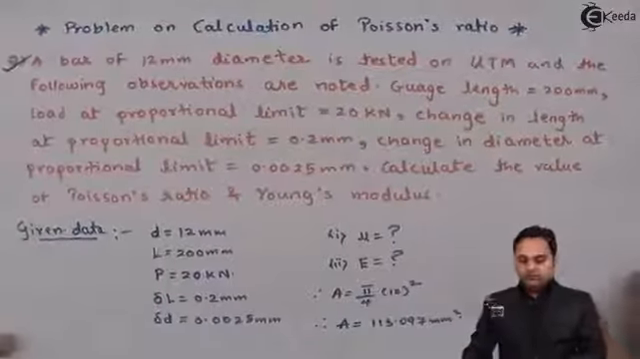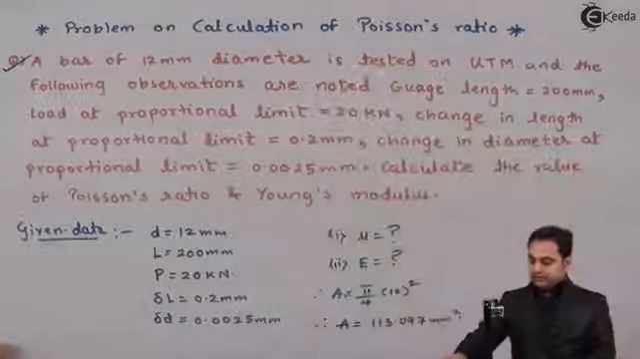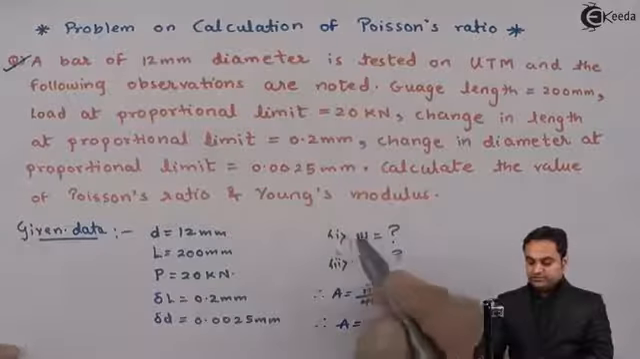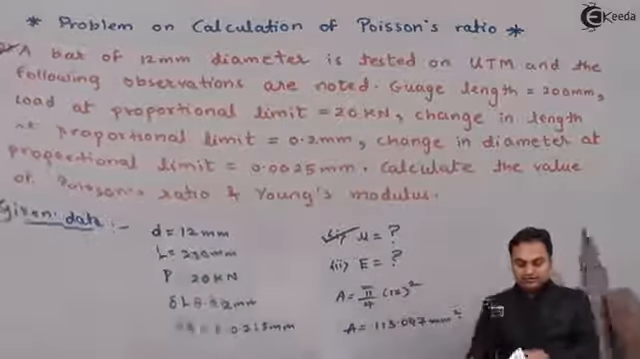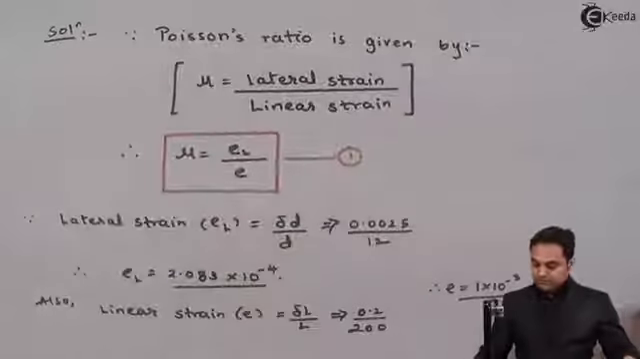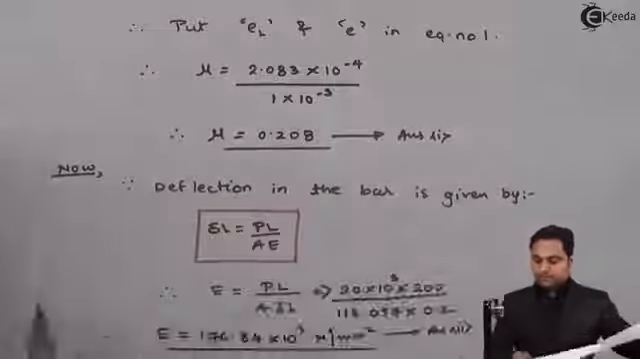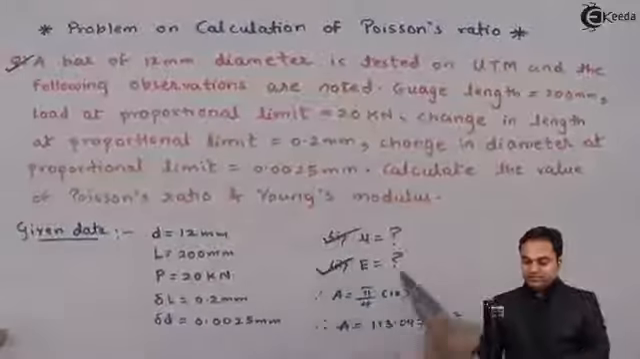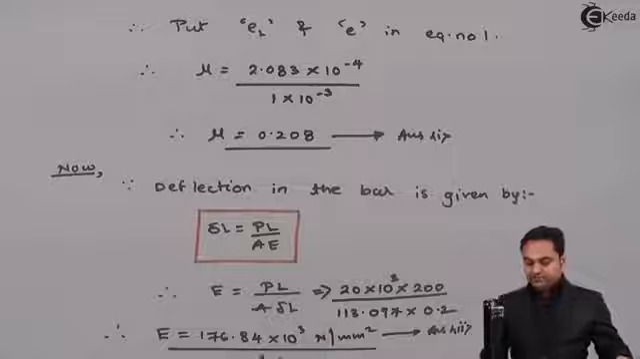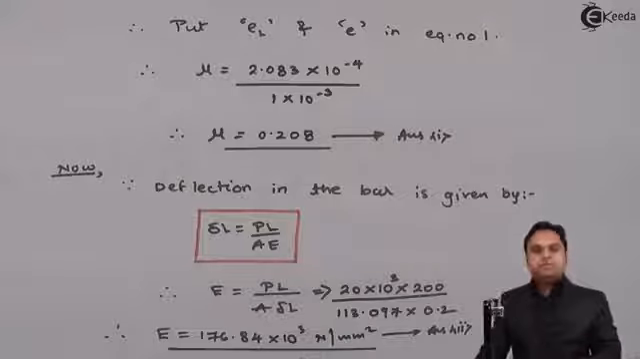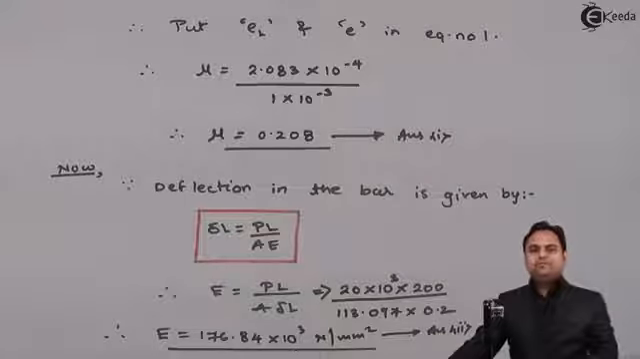So here in this video we have seen how to calculate the Poisson's ratio and Young's modulus. Poisson's ratio, our first answer, was 0.208, and the second question was Young's modulus, whose value is 176.84 into 10 raised to 3 Newton per mm square. Once we have found out these values, we can say that the problem is completed.